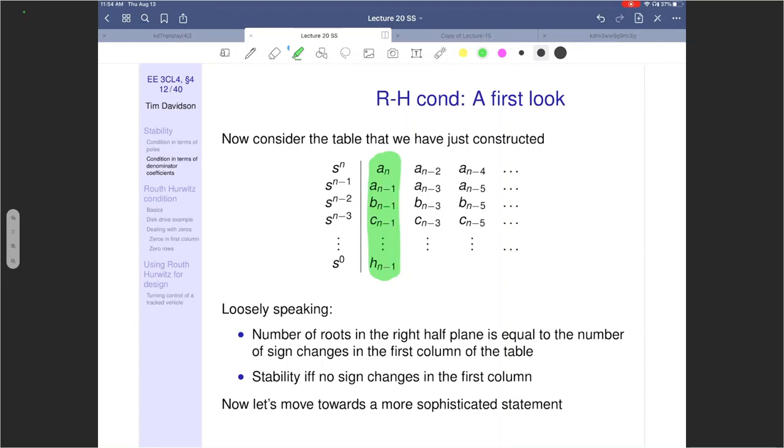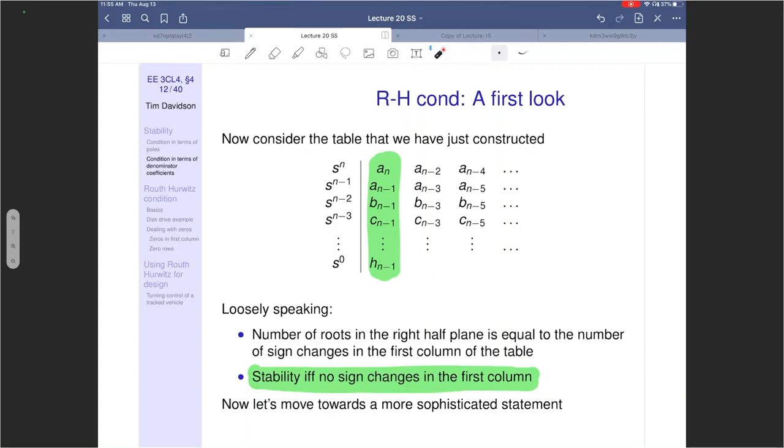And essentially, if you do not have any sign change in the first column, that means that you have stability. So your system is stable if and only if there is no sign change in the first column. That means that they are all positive or they are all negative. Also, the number of roots in the right half plane is going to equal the number of sign changes in the first column of the table.